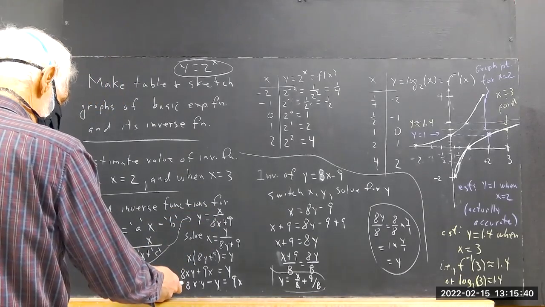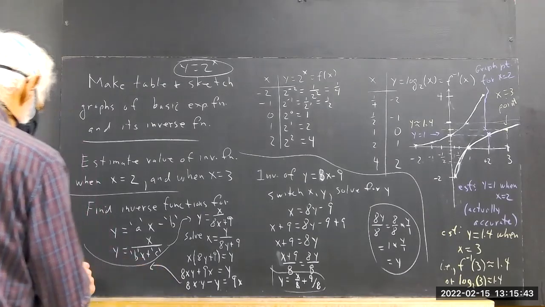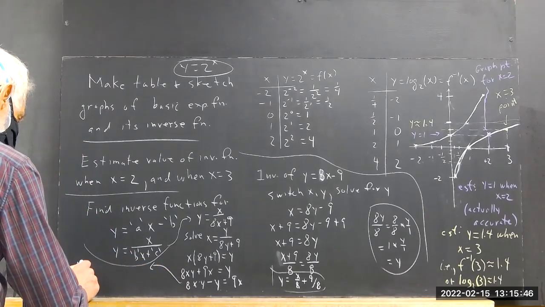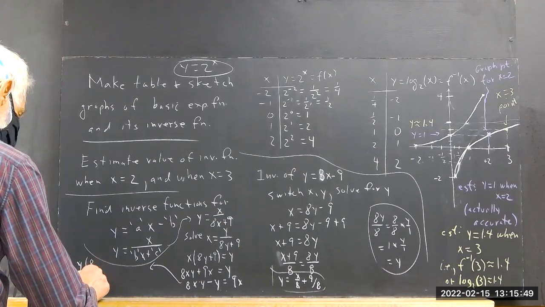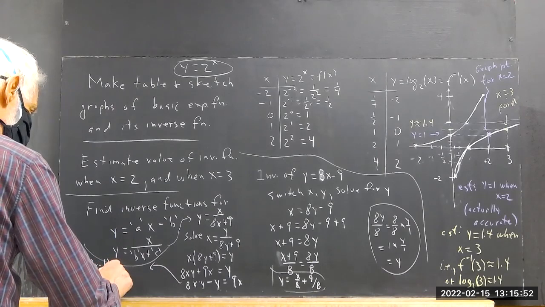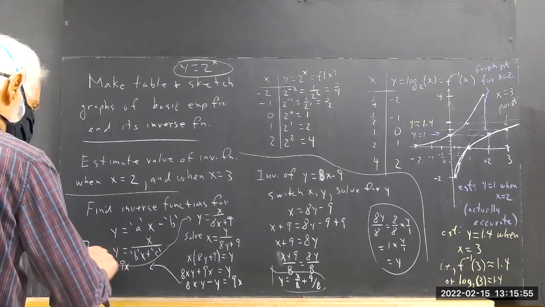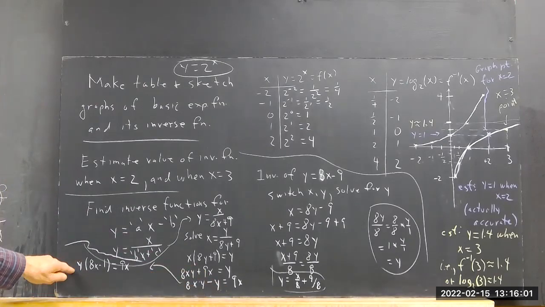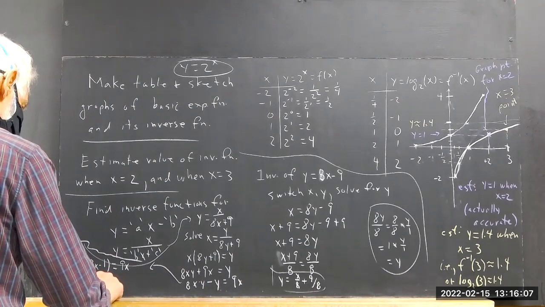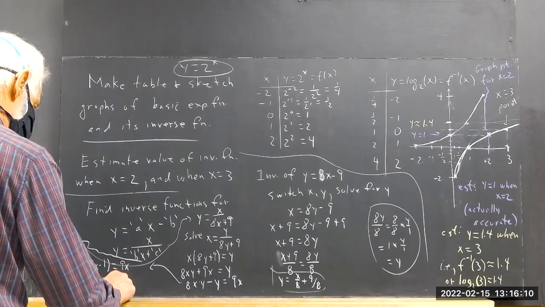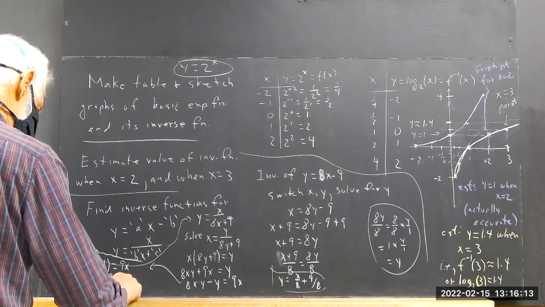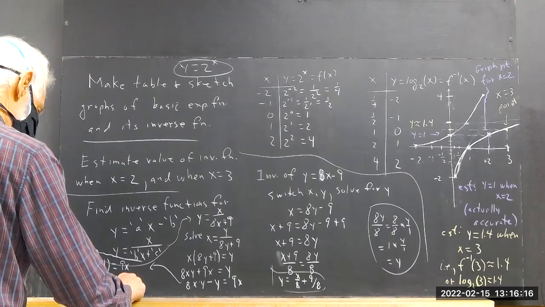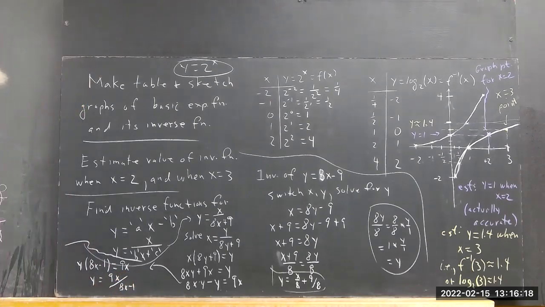Okay, so this can be written as y multiplied by 8x minus 1 equals 9x. Okay, just factoring out the y. And now we've got y where we can isolate it. So that y equals 9x over 8x minus 1. And there's our inverse function.